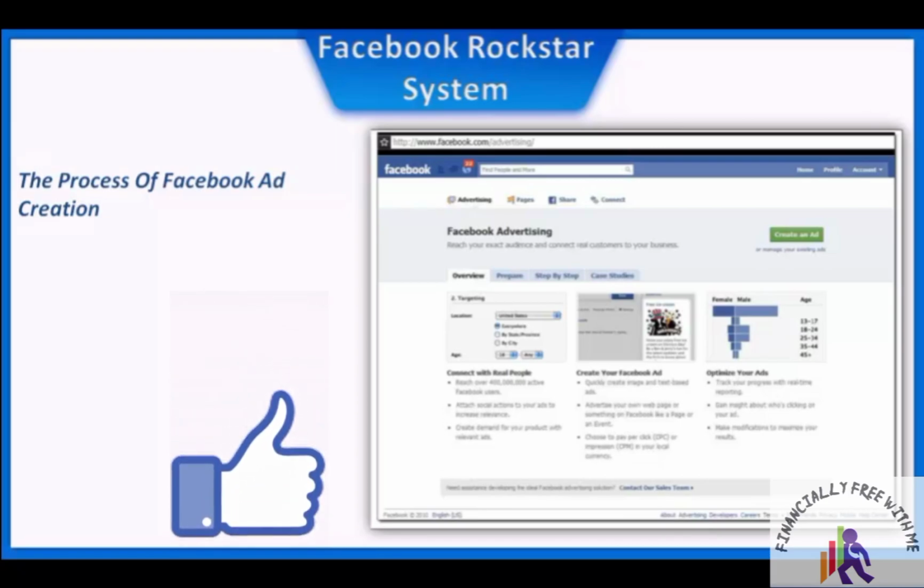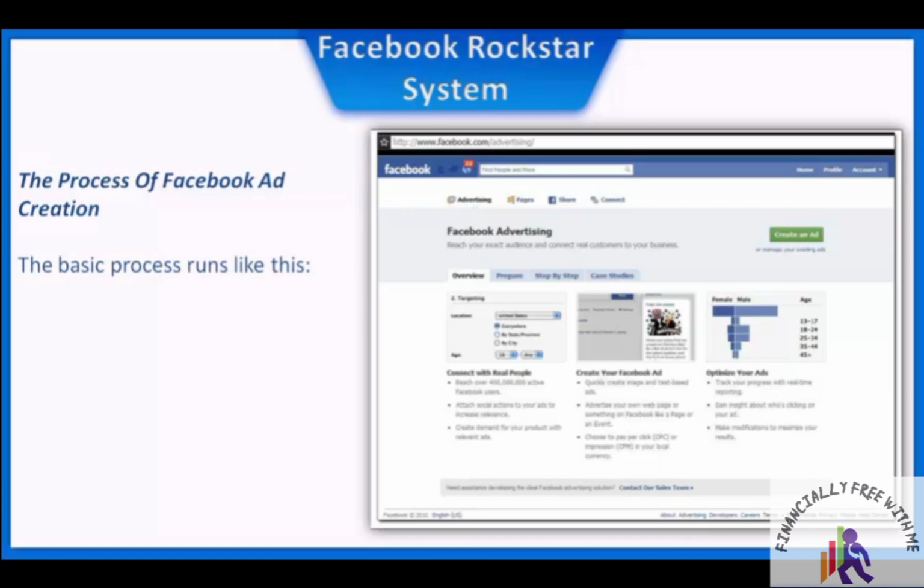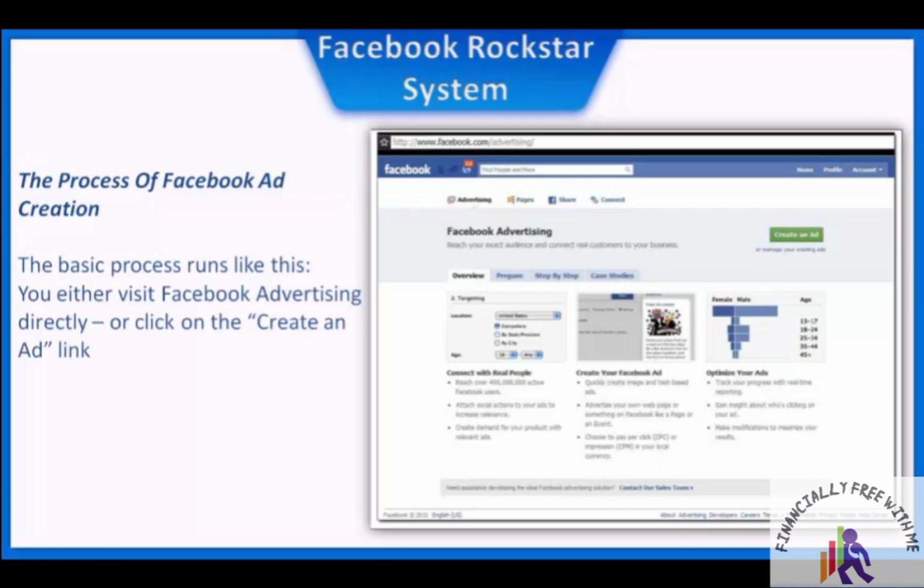The basic process runs like this. You either visit Facebook advertising directly, or click on the Create an Ad link that will appear regularly in your Facebook page right-hand sidebar, along with all the other ads targeted to your preference that you usually see. Once you click on the link, you are taken to this page. You click on each of the 4 tabs in turn, and there are additional links if you need more in-depth information, as well as, you'll notice, a Contact Our Sales Team link in the bottom bar.